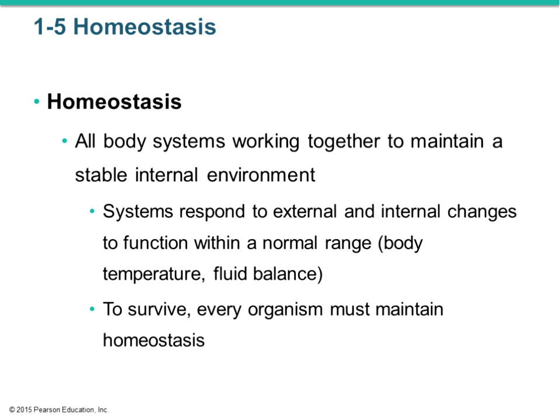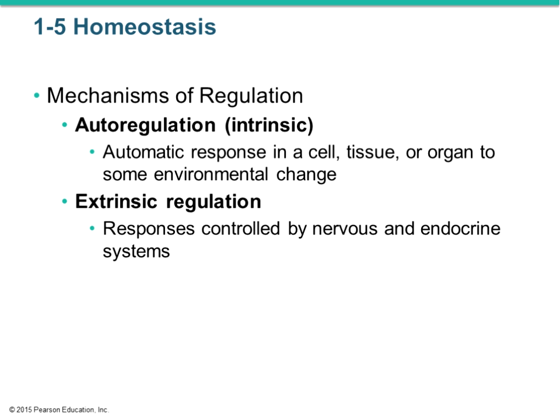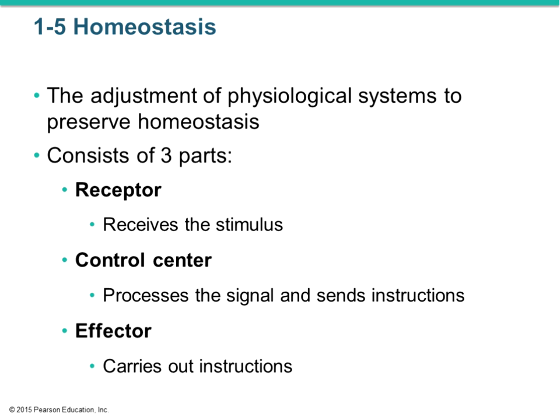And so we want to look at how your body achieves homeostasis. What are the mechanisms behind achievement of homeostasis? You have different mechanisms like autoregulation and extrinsic regulation. What we want to look at is how the adjustment of these physiological systems is coordinated to achieve and preserve homeostasis.